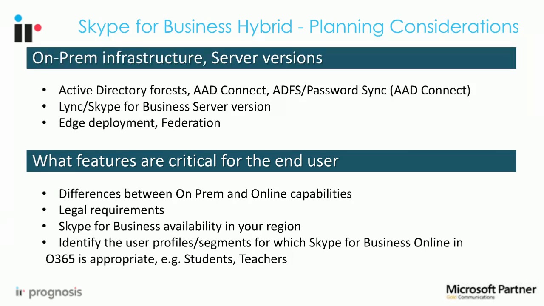And then you could also identify your user profiles or segments for which you can move some users to online versus keep them on premises. Something like student, teacher, that's just an example here. But let's say your contract employees that do not require access to most of the advanced features, but need just basic IM presence capabilities plus whatever features the cloud currently provides, can be moved online without having to worry about scalability of your on-premises deployment.